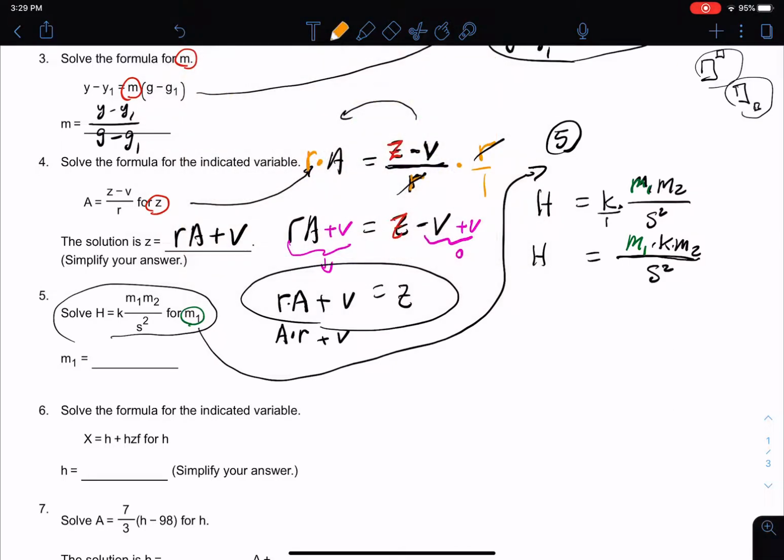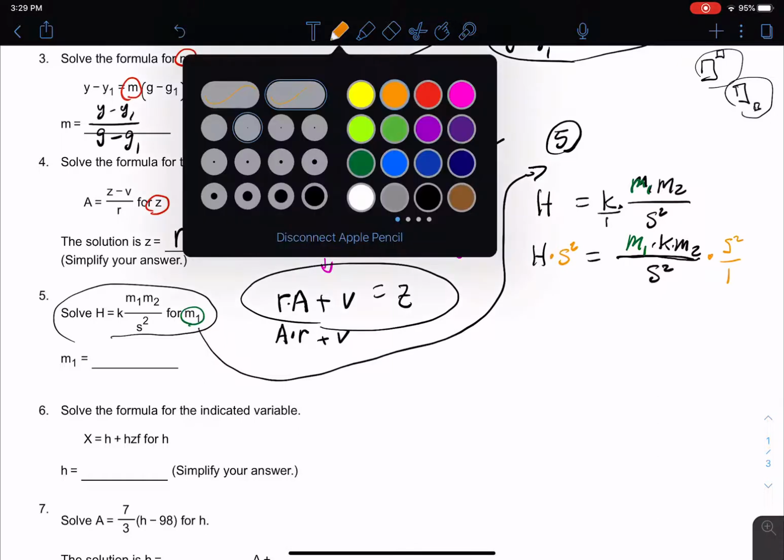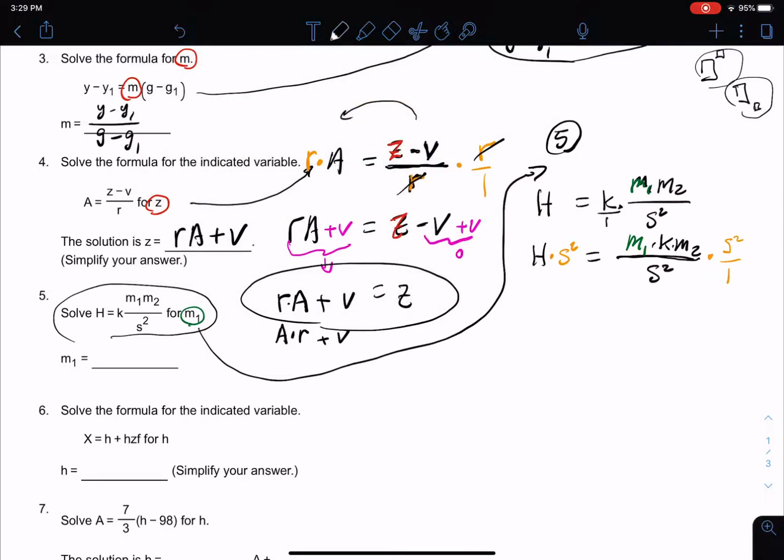So I'm going to multiply this by S squared. You can think of it as over 1, but it's an S squared. Sorry, I misspoke earlier. So this is H. And if I multiply the right by S squared, I must multiply the left by S squared. Now go ahead and see what happens. Those S squareds will reduce.